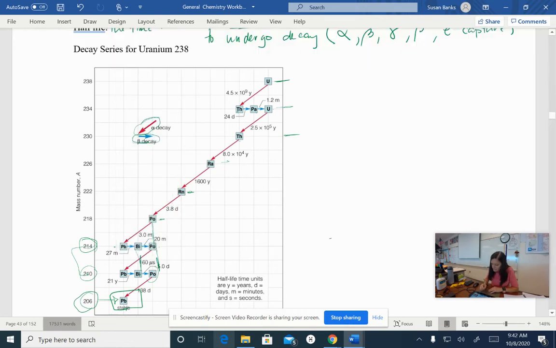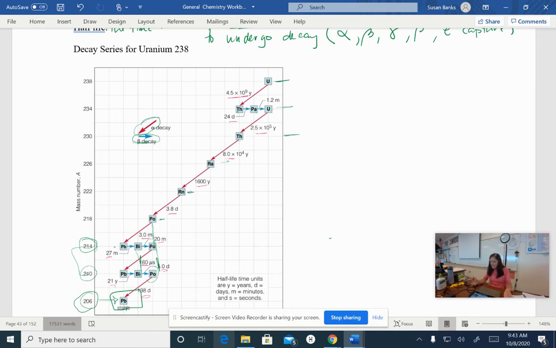times on these half-lives. So this first half-life for uranium to decay to thorium was 4.5 billion years. And then we have 24 days for this one and 1.2 minutes for this one, 250,000 years for this one, 80,000 years for this one, 1,600 years, 3.8 days, 3 minutes, 27 minutes. This one's 20 minutes, 160 microseconds, 5 days, 21 years, 138 days.